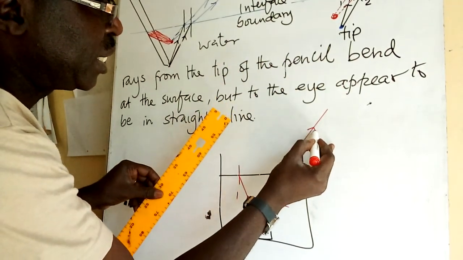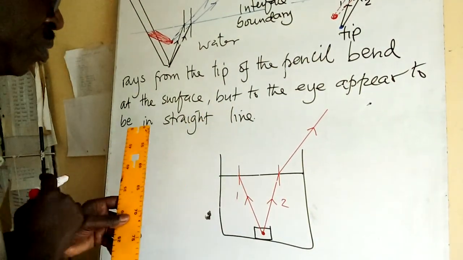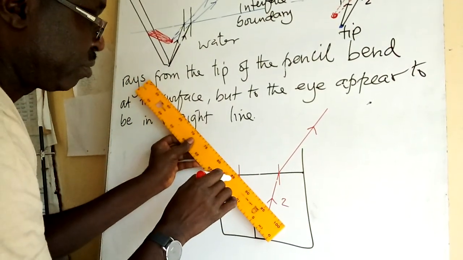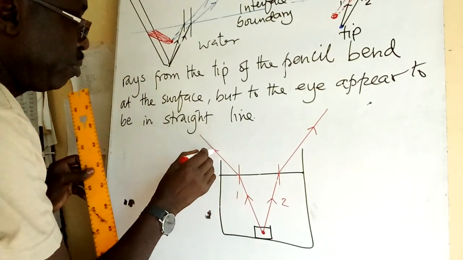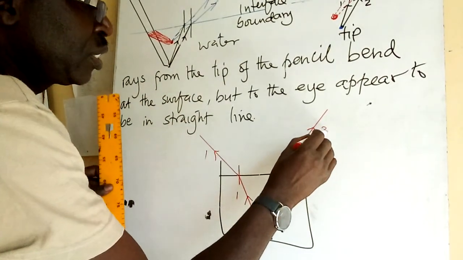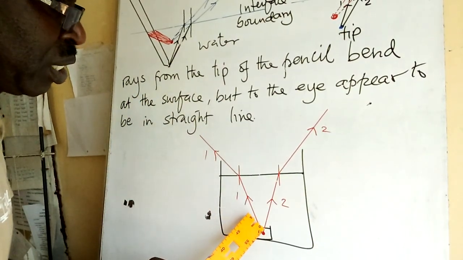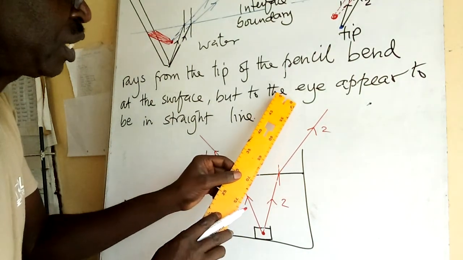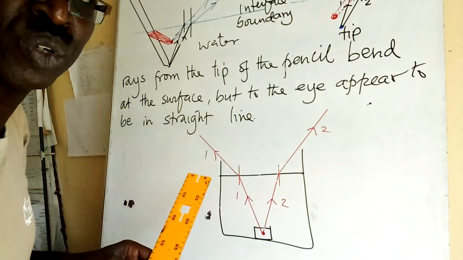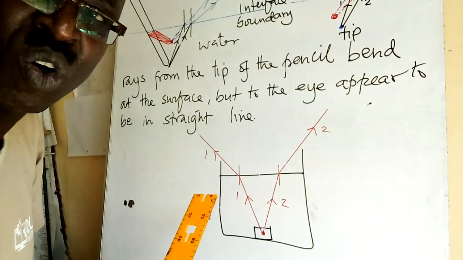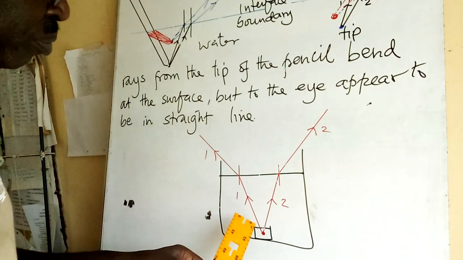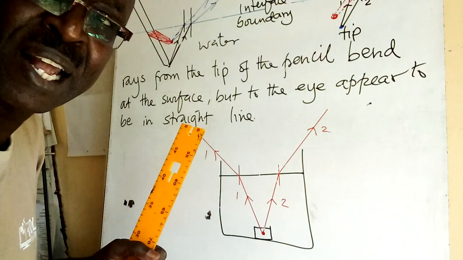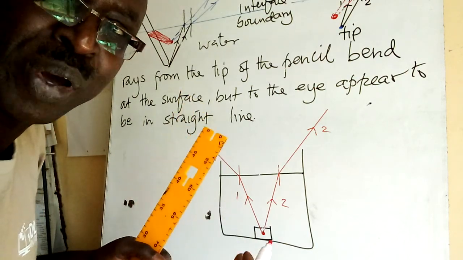So that is the reality. It will bend. Then what about here? Also, it will bend. So this is 1, this is 2. This is number 2 ray. It reaches there, it cannot continue on a straight line. It bends. So the next lesson we shall see the extent of bending. For this lesson, you are trying to justify why it is appearing bent.